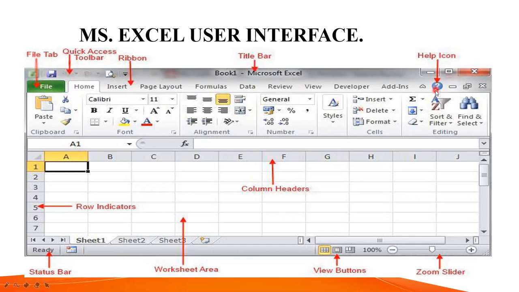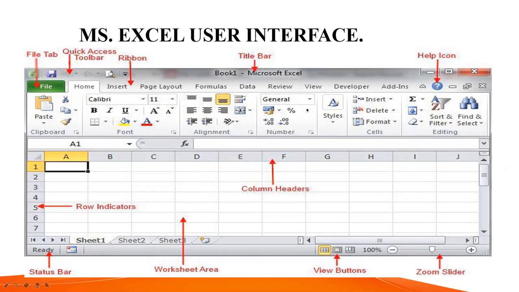It is the help icon, and the column heading is given here. The row heading is given here, right? This is a row heading and this is a column heading, right? View buttons, and this is the worksheet area in which you are going to work. This is the zoom slider, you can zoom in and this is zoom out. If you want to increase or decrease your page size, you can go to the zoom slider. Till now it's clear?